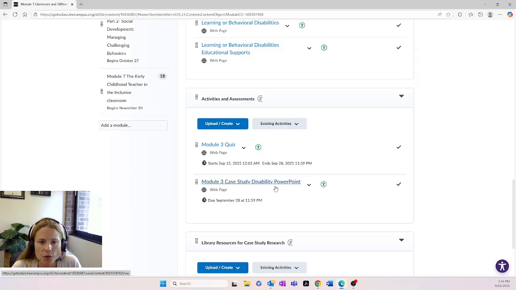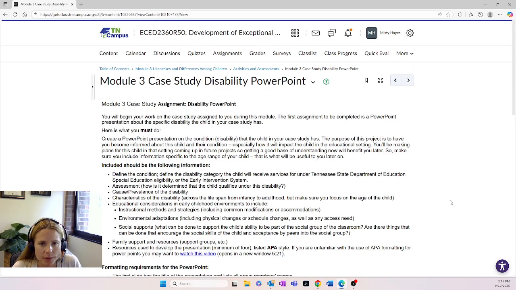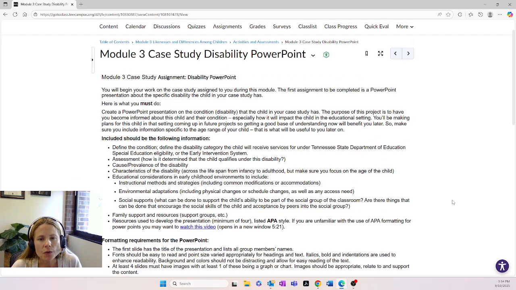Now, let's go back into our assignment and see what you're going to do with your case study child. So if you go back to Module 3, I want you to scroll down to where you see activities and assessments. Underneath the Module 3 quiz, I would like you to click on Module 3 case study disability PowerPoint. Now, you do not have to use PowerPoint if you prefer a different presentation mode, meaning if you want to use Google Slides, if you want to use Canva, whatever it is that you choose to create this presentation, I'm okay with it. I just put PowerPoint because most people are familiar with it and it's the most common one, but obviously you can create any presentation using any format you'd like.